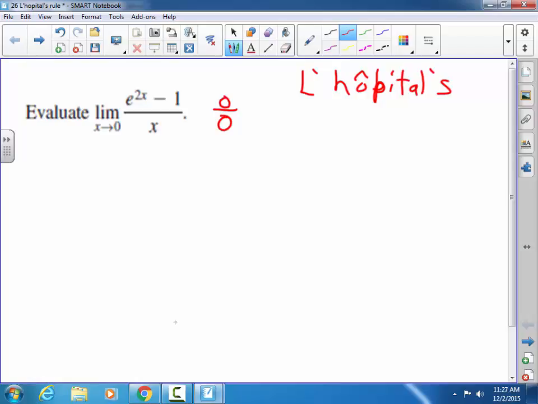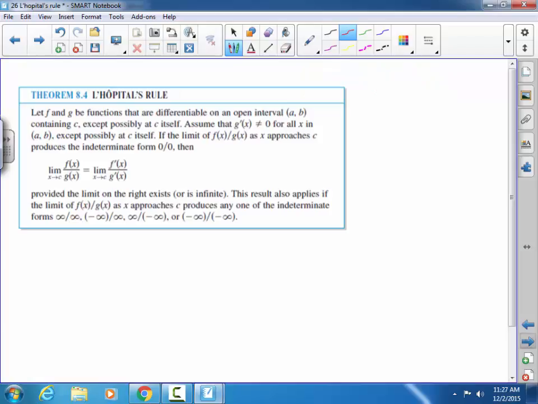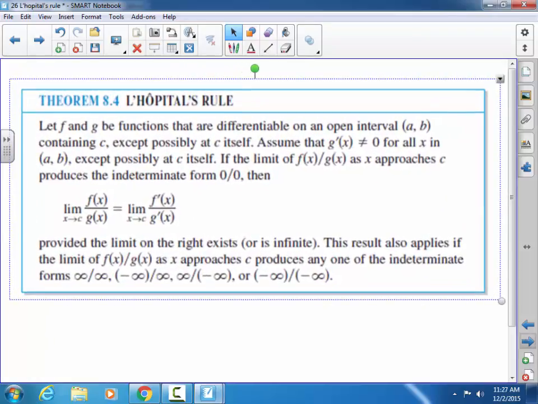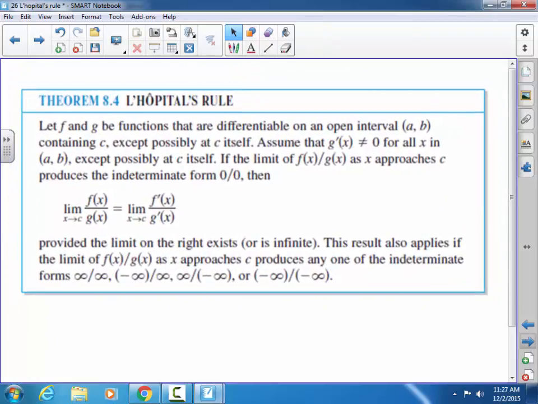And L'Hôpital's rule is on the next slide. I want to see if you can read all that mathanese there, and explain to me what L'Hôpital's rule says. Yes, it kind of looks like hospital, but the correct French pronunciation is L'Hôpital's.